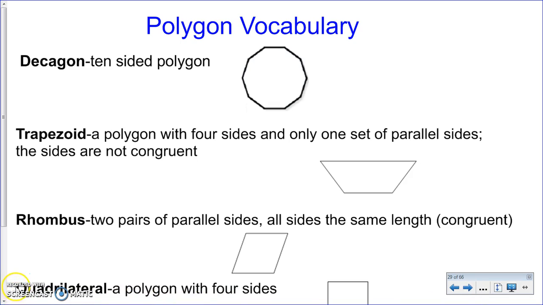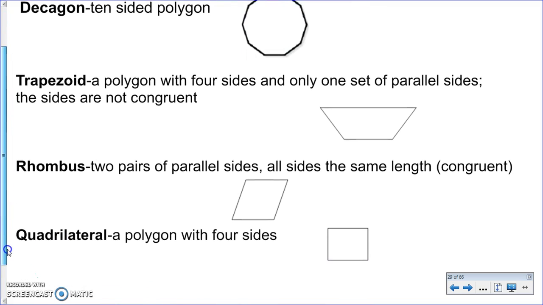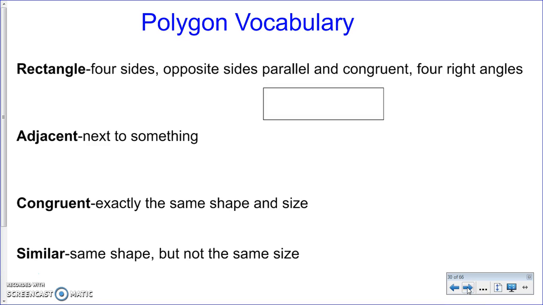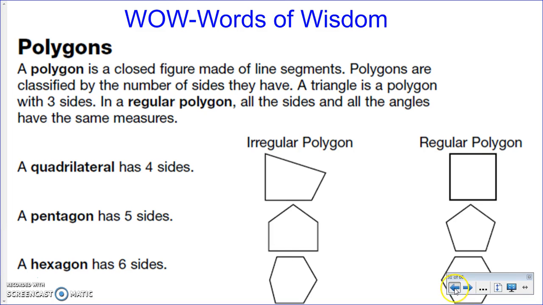A decagon is a 10-sided polygon. A trapezoid is a polygon with four sides and only one set of parallel sides. The sides are not congruent. A rhombus has two pairs of parallel sides, all sides the same length, or congruent. A quadrilateral is any polygon with four sides. A rectangle has four sides. The opposite sides are parallel and congruent, and it has four right angles.